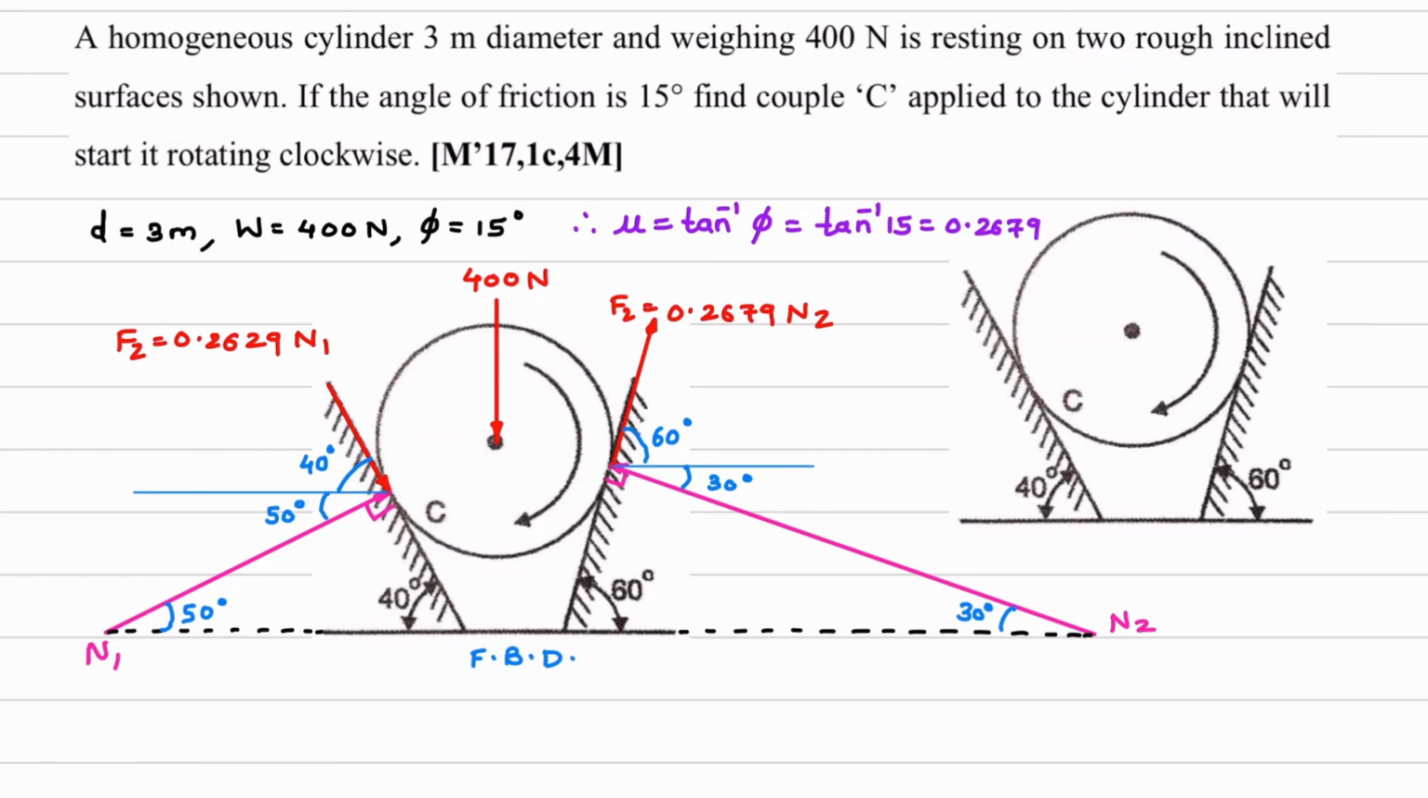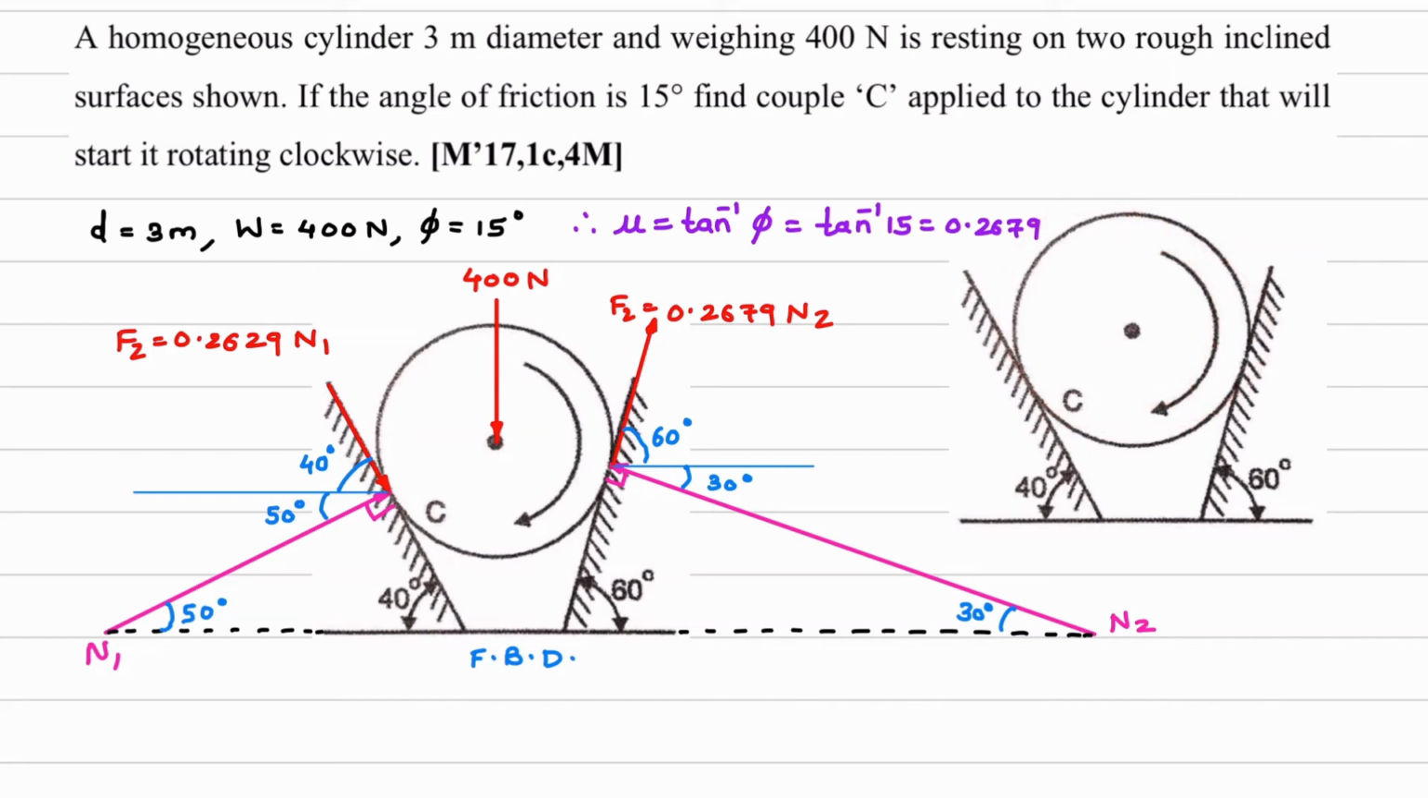So this diagram is given in the question. This FBD we have drawn. So in the given question, these two surfaces are rough. If the angle of friction is 15 degree, find the couple C applied to the cylinder. So this is the couple C applied to the cylinder that will start it rotating clockwise. So if the couple is applied, it will overcome the friction and the cylinder will start to rotate in the clockwise direction.